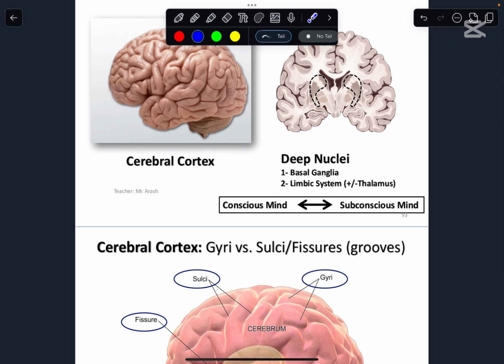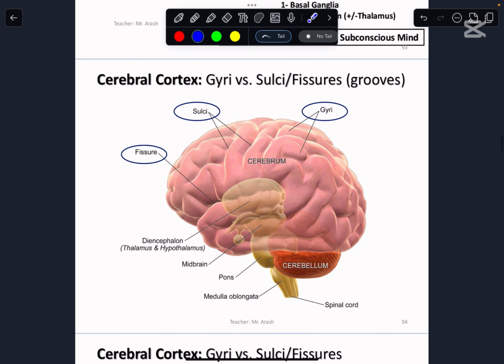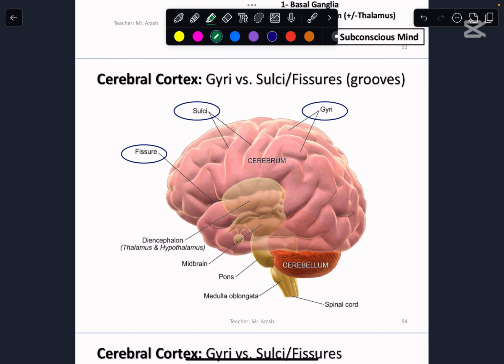So again, as I said before, not a single part of the brain works in isolation. Every single part of the brain works with other parts, but there are regions of the brain that carry functions which would be their primary function. But if you look at the cortex, right? So this slide really focuses on the cortex. You can see that it has this gyri versus sulci or fissures.